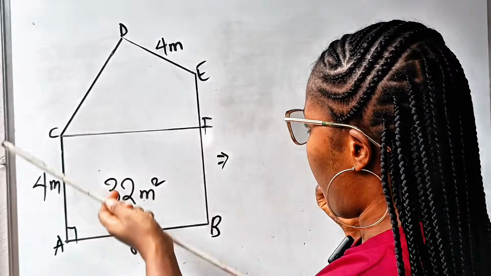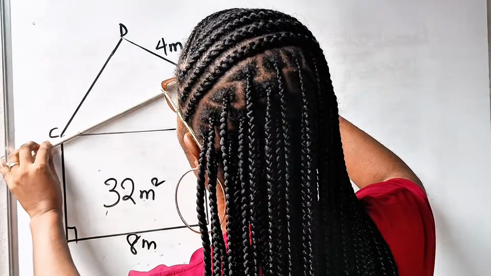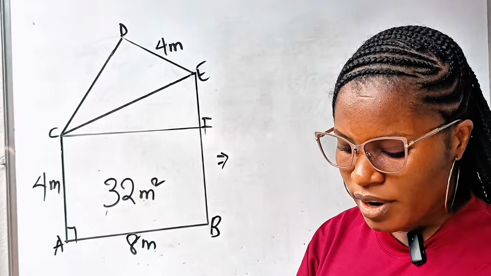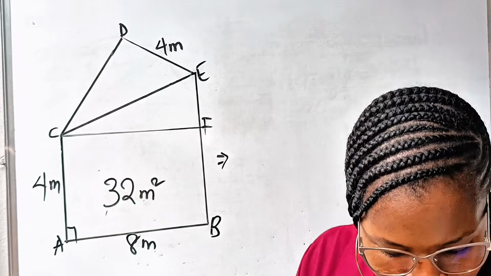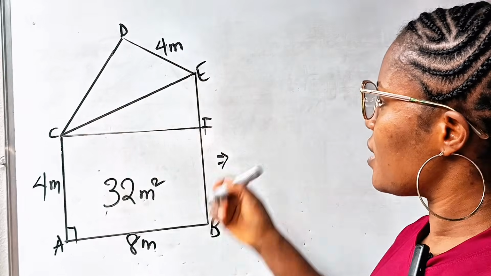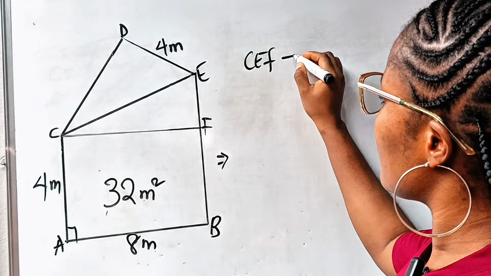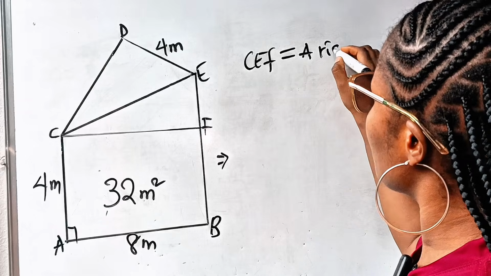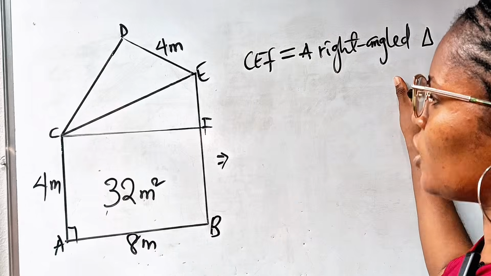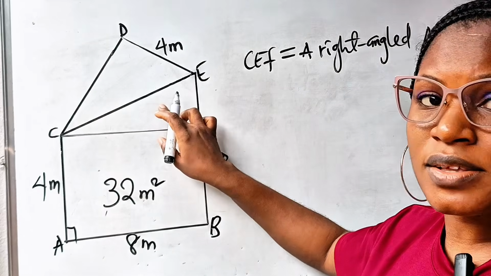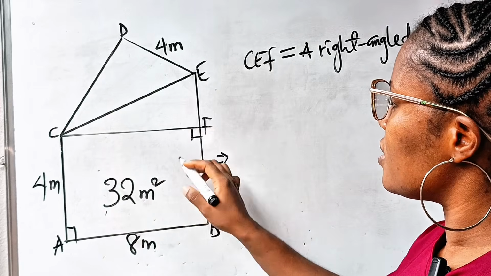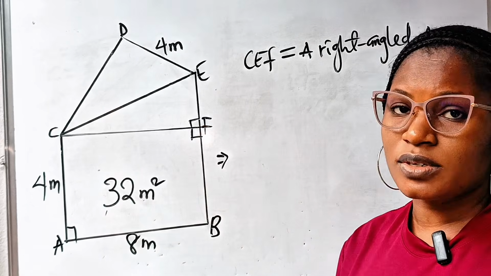So first, let's go in here to here. Joining C to E, we know that CEF is what? A right angle triangle. How do we know that this is a right angle triangle? Because this is a rectangle. So here is 90 degrees, therefore here is also 90 degrees.